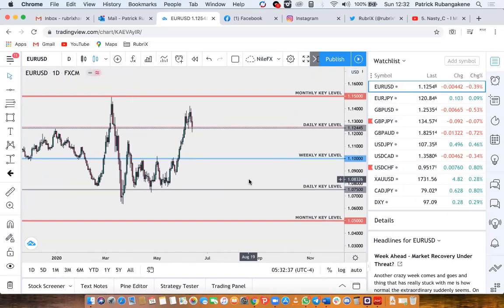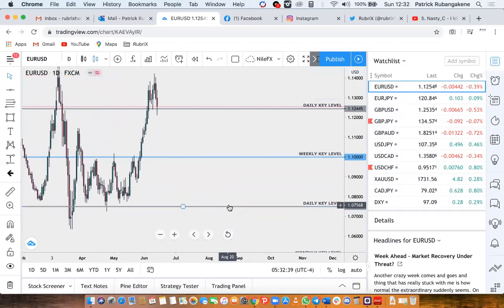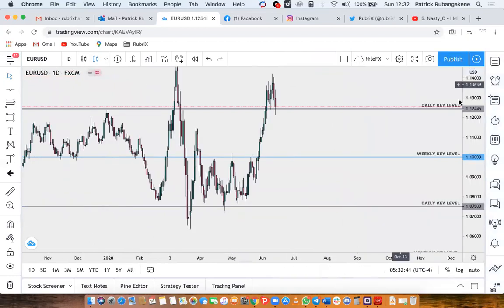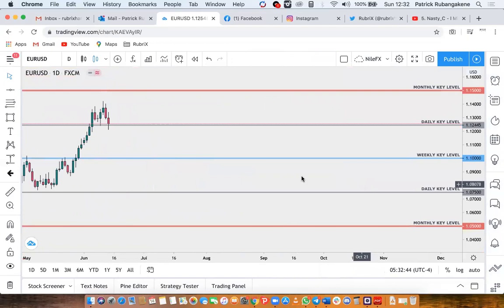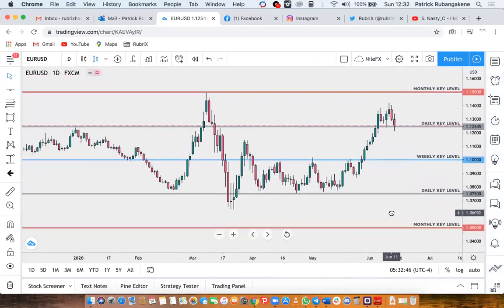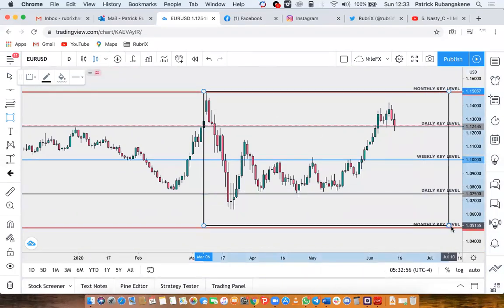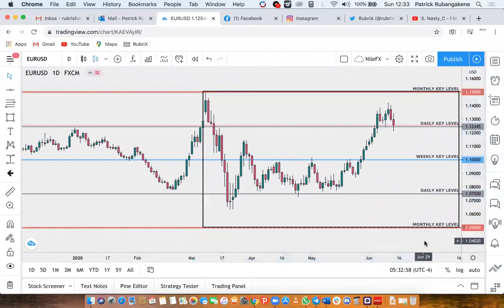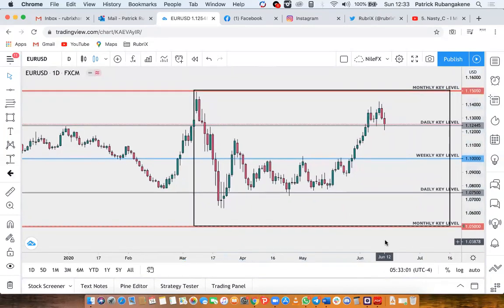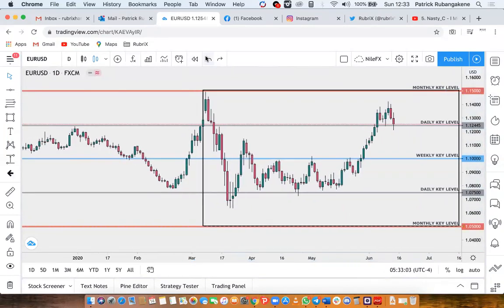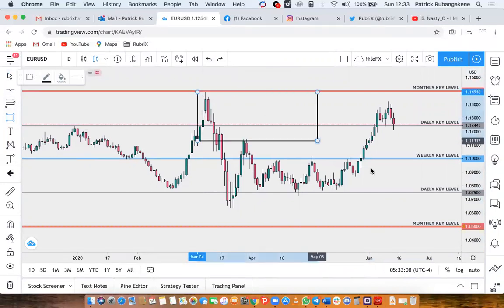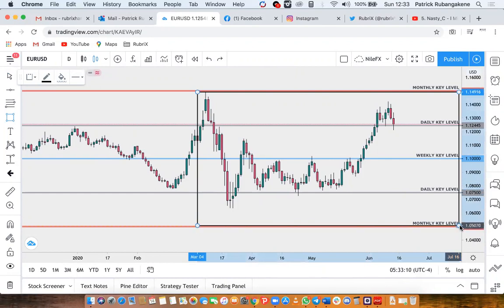Are we together? Now, when you come to the daily, you're basically already aware that right now, I'm only focusing on this range. This is the range I'm focusing on, like here. This is where the market might be trading for the next few months.